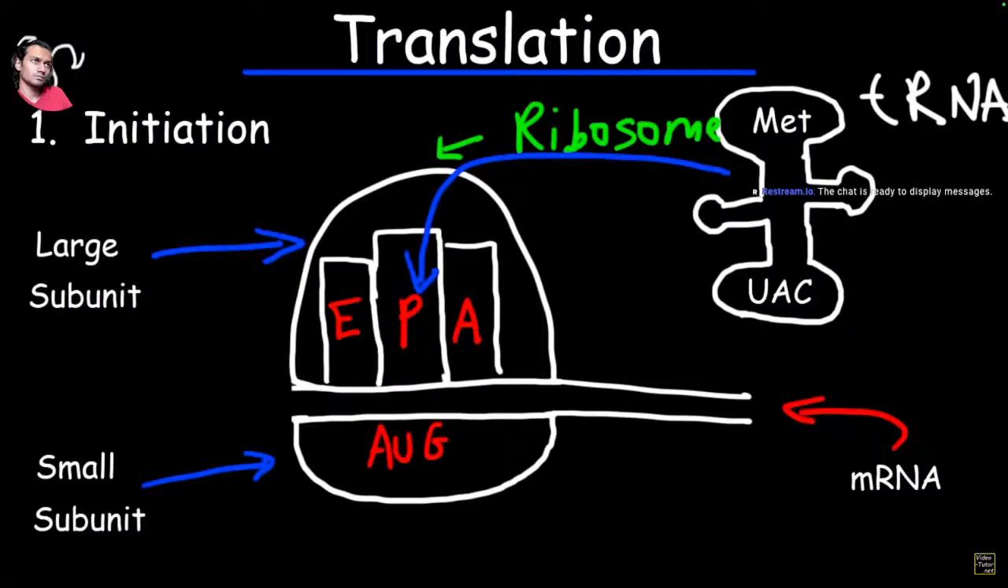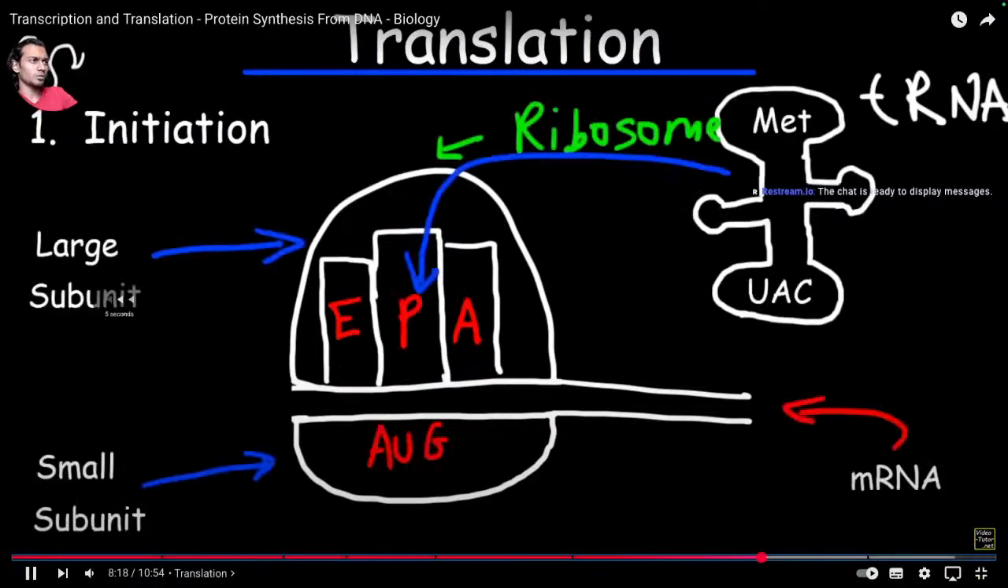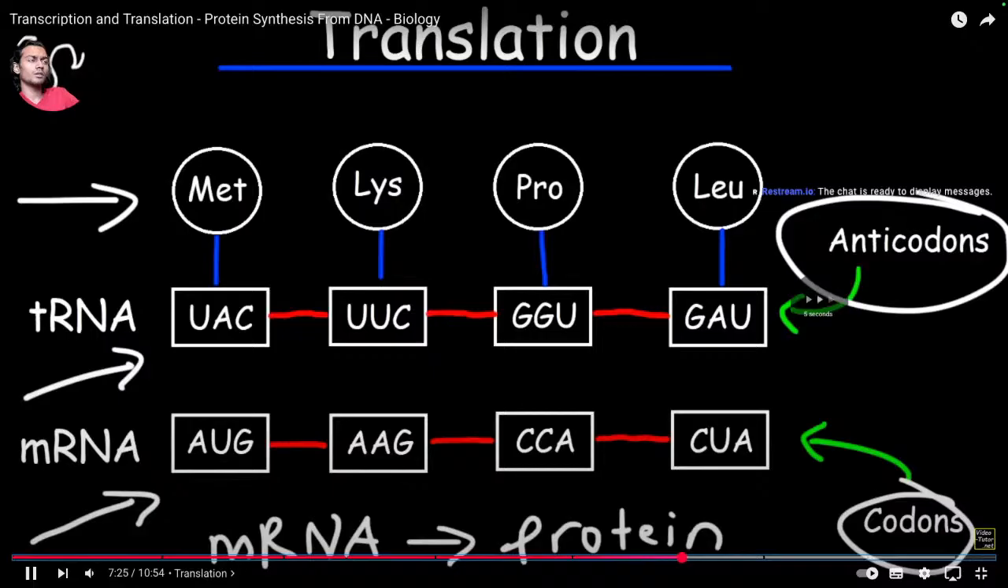Peptide bonds are formed. Now, during the second step of translation, that is... I don't get it. Small subunit. And so that construct step.